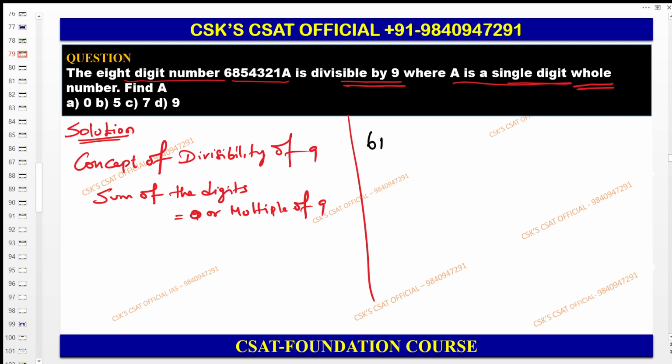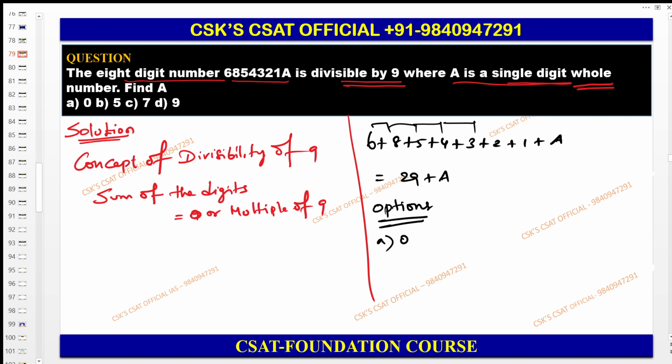Listen very carefully. 6 plus 8 plus 5 plus 4 plus 3 plus 2 plus 1 plus A. Now add everything. Adding here: 14, 19, then 23, 26, 28, 29, so 29 plus A. Now go with the option method. Replace the options here. When you replace A's position with 0, it leads to 29. 29 is not divisible by 9. Leave it. That option is wrong.